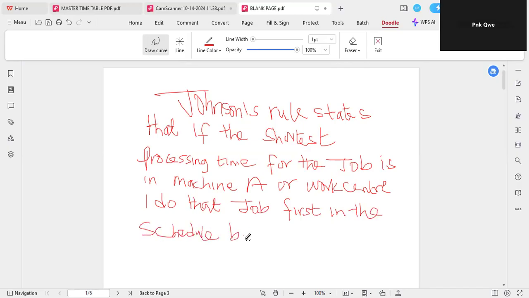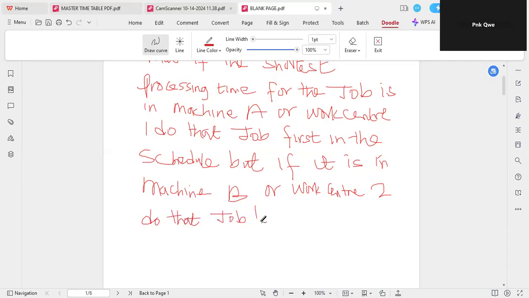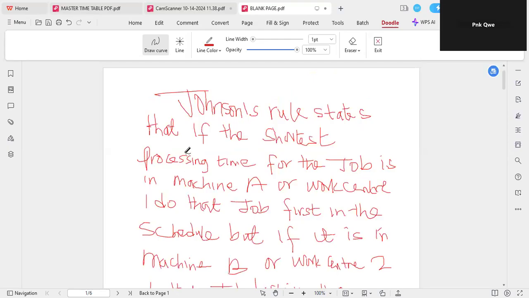Okay, but if it is in machine B or work center 2, do that job last in the schedule. So this is about what Johnson's rule states.